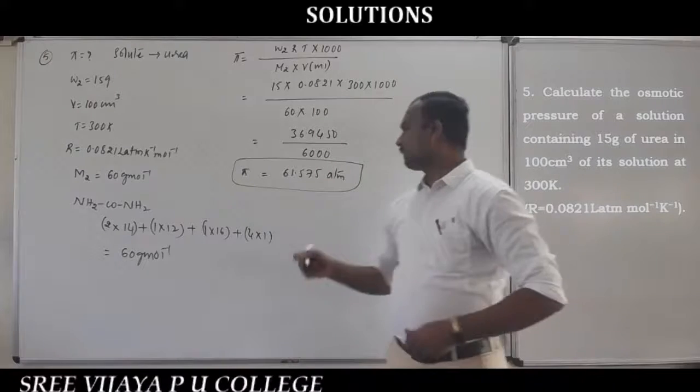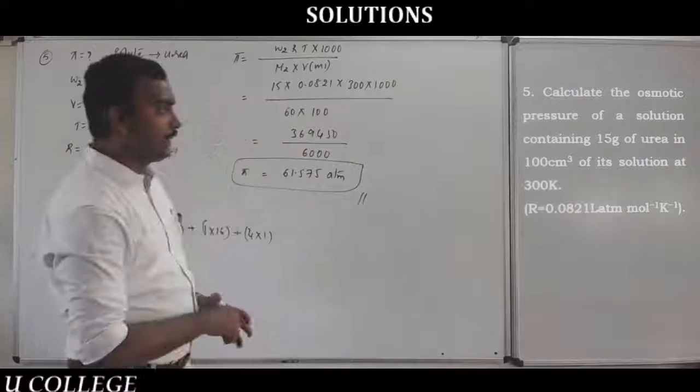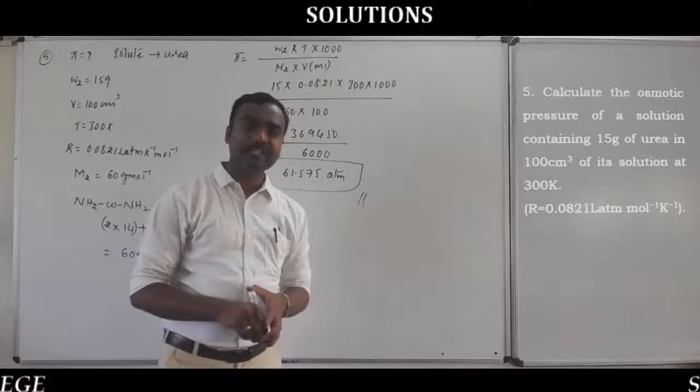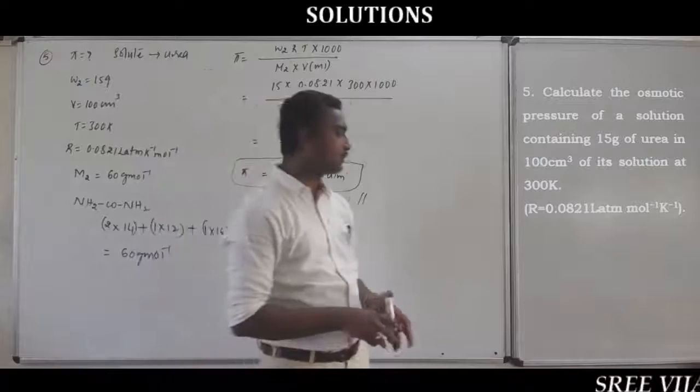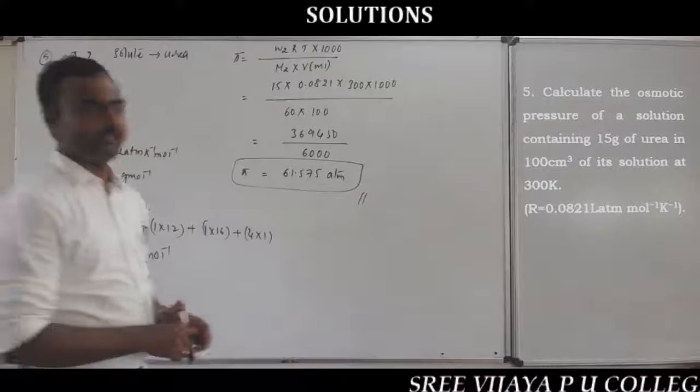That is 61.575 atmosphere is the osmotic pressure of this solution, which is obtained by dissolving 15 gram of urea in 100 cm cube of solution at 300 Kelvin. So that's about problem number 5.